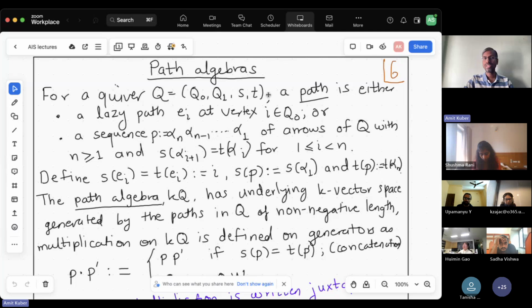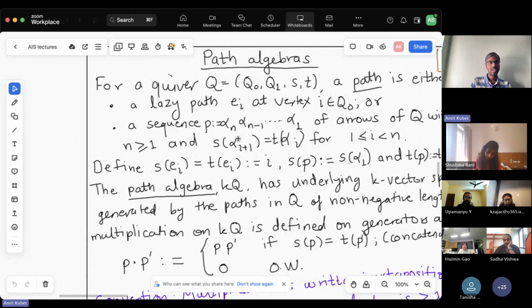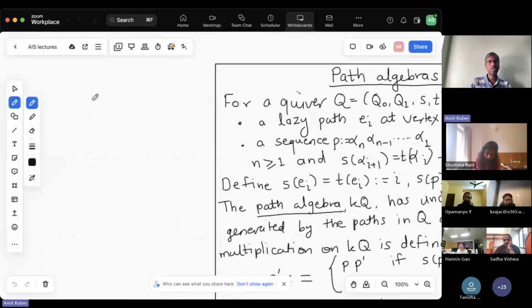So a path in it is either a zero length path, which means a lazy path, which we don't draw. While drawing the lazy paths, we are also going to be lazy. So we don't draw them. And then there are non-zero length paths, so these are sequences of arrows with length at least 1. Length is the number of arrows which appear in it. So let me write something over here, and we are going to do illustrations simultaneously now.